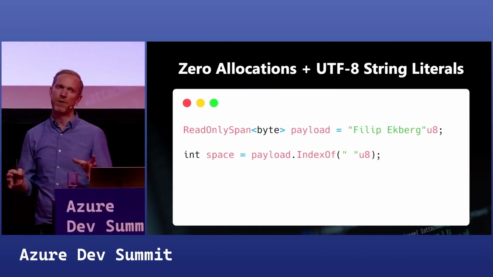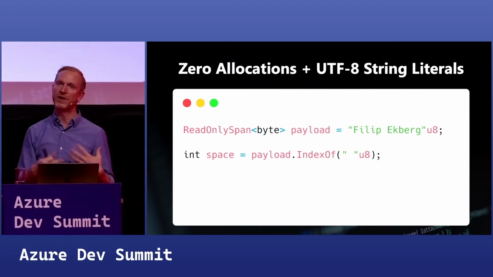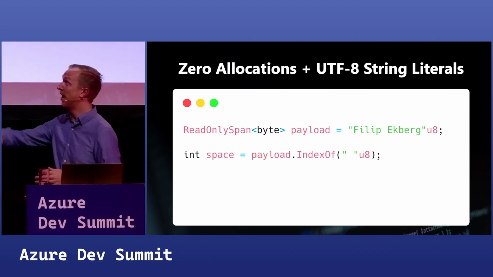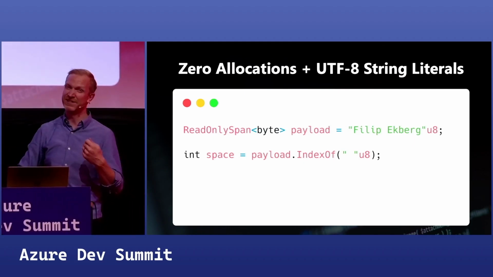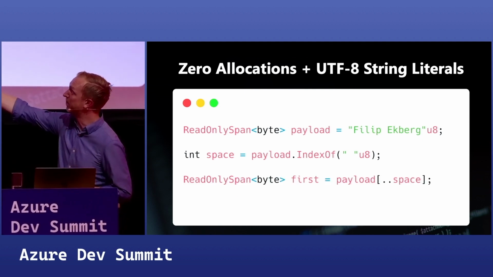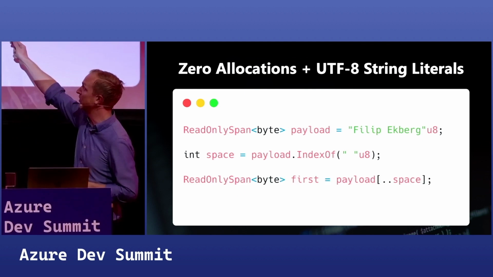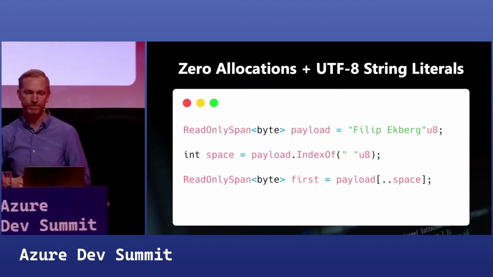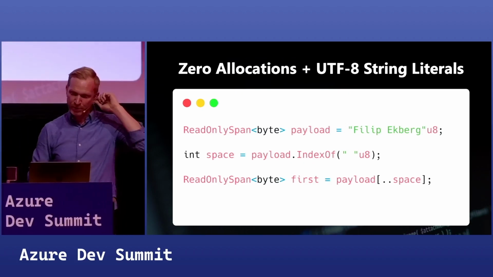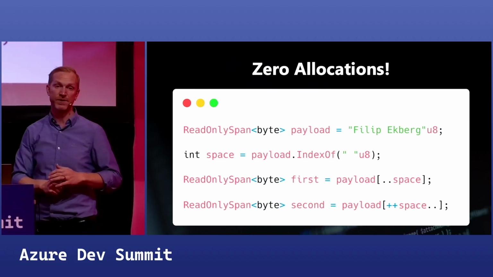What I'd like to do now is to slice off the first name and the last name, and I'd like to do that without producing any extra allocations. I can do this using LINQ, but that is a lot heavier than it has to be. So to get my first name, I can say, give me a slice where you take everything up until the space. And then after that, give me everything after the space until the end.